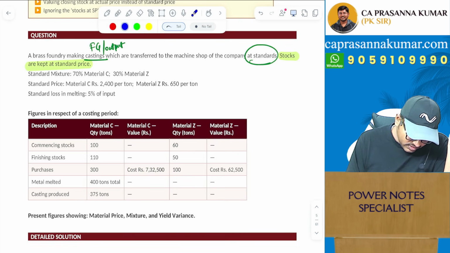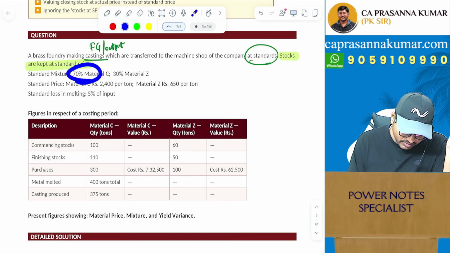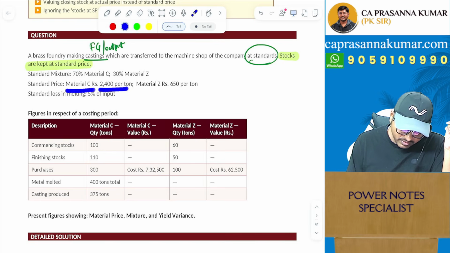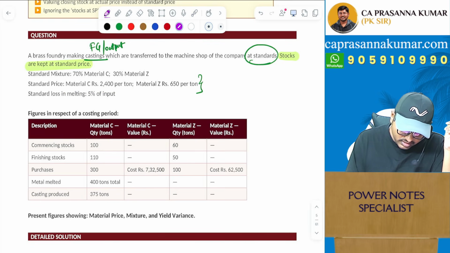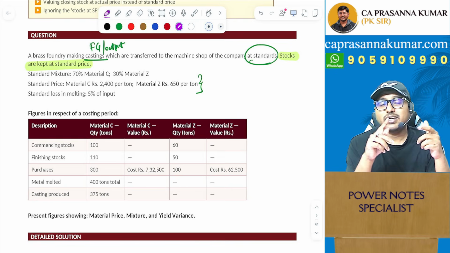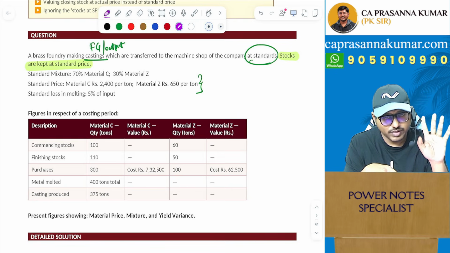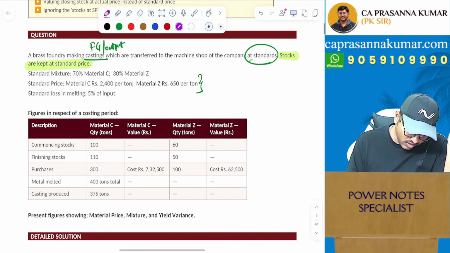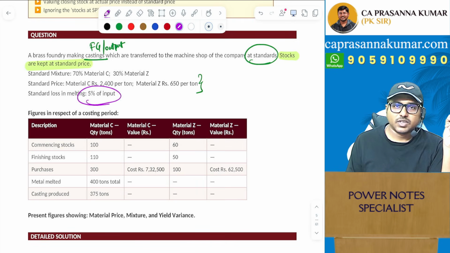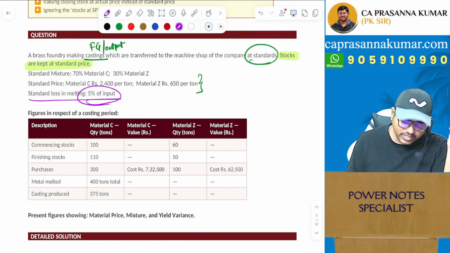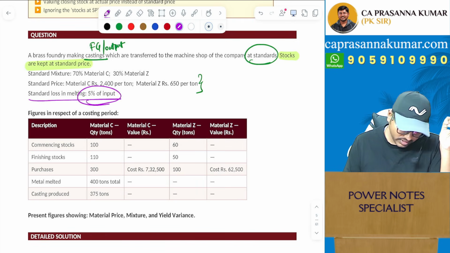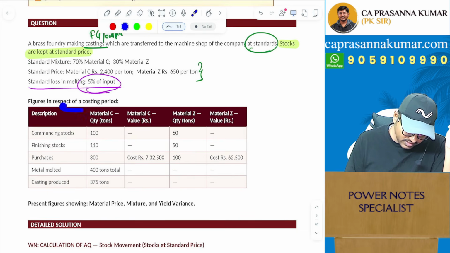Next, standard mixture, that mix is given 70%, 30%. Then standard price, material C 2400 per ton, material Z 650 per ton. The moment you see this, what you need to understand is we have got multiple raw materials, which means I'll be getting mix as well as yield variance. Formula 4 also will come. Standard loss in melting, 5% of the input. If you know the logic, the moment you see this, you need to understand that we are talking about yield variance, but that's okay.